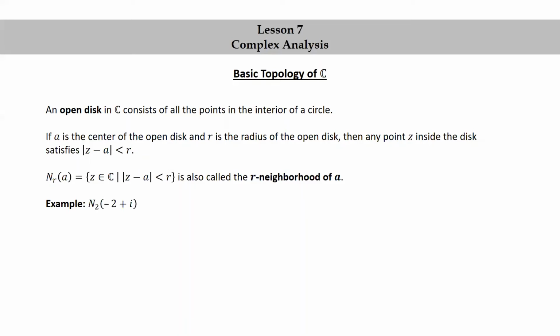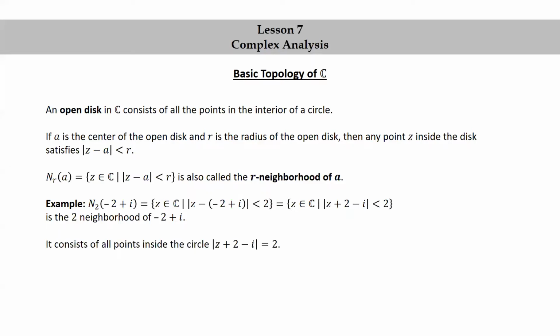Let's look at an example. N sub 2 of negative 2 plus i, or the 2 neighborhood of negative 2 plus i, is equal to the set of complex numbers z such that |z minus (negative 2 plus i)| is less than 2, or equivalently, the set of complex numbers z such that |z plus 2 minus i| is less than 2. This is the 2 neighborhood of negative 2 plus i. It consists of all points inside the circle |z plus 2 minus i| equals 2.